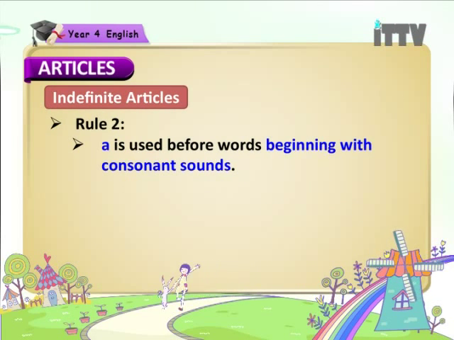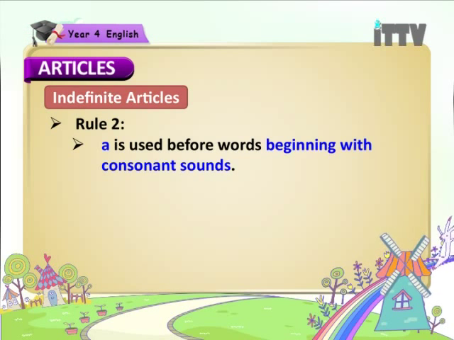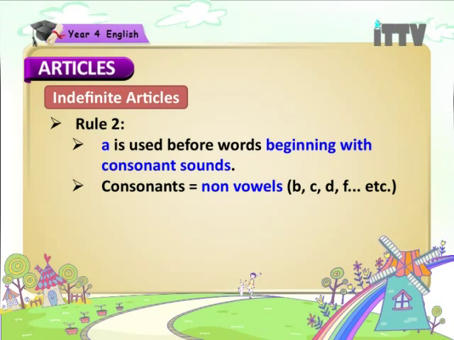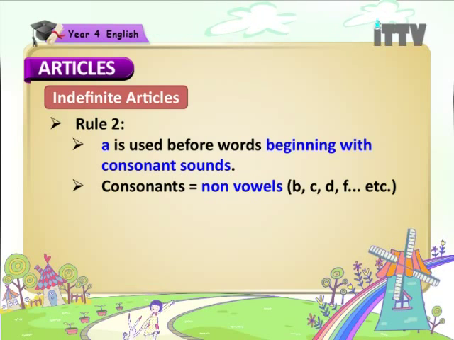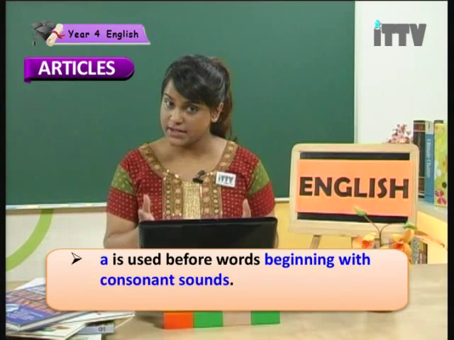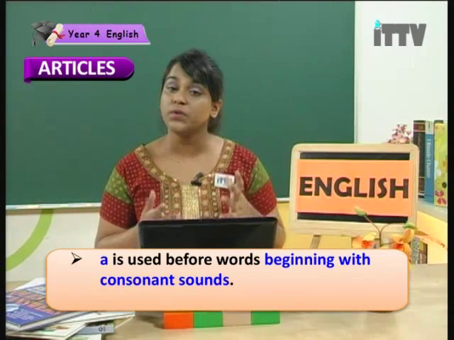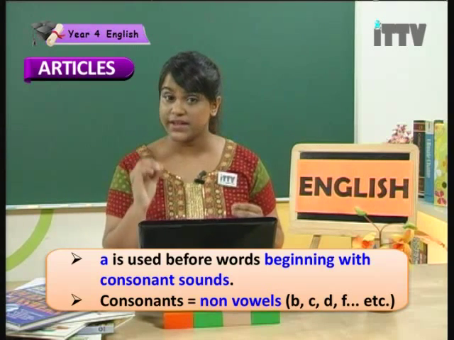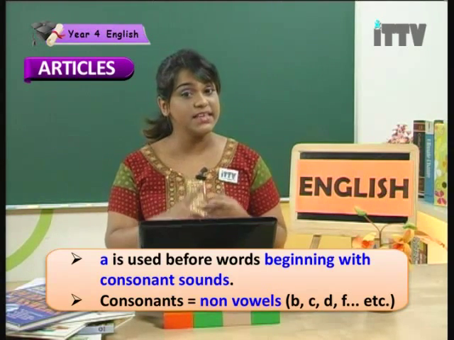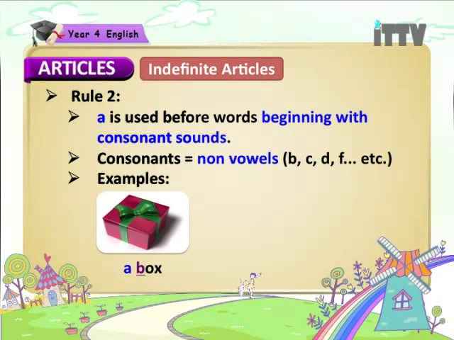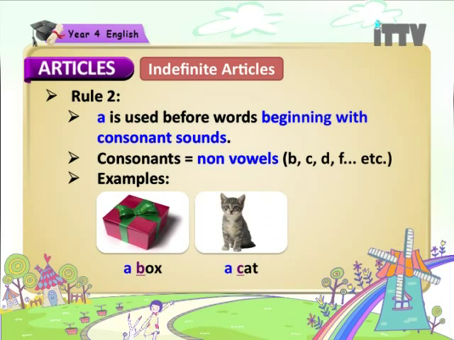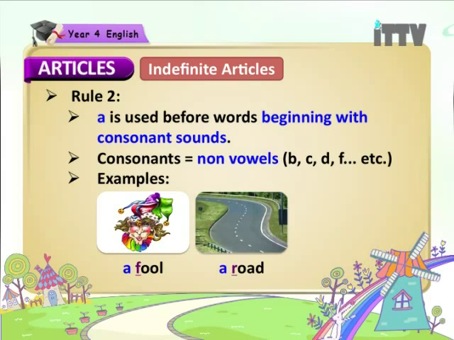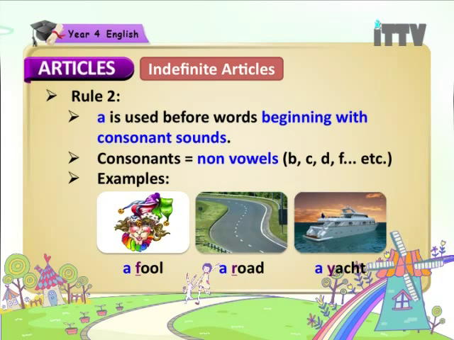A is used before words beginning with consonant sounds. Now, what are consonants? These are non-vowels. For instance, B, C, D, and F. So, students, a is used before words beginning with consonant sounds. Consonant sounds are non-vowels. For instance, B, C, D, F. For example, a box, a cat, a horse, a fool, a road, a yacht.